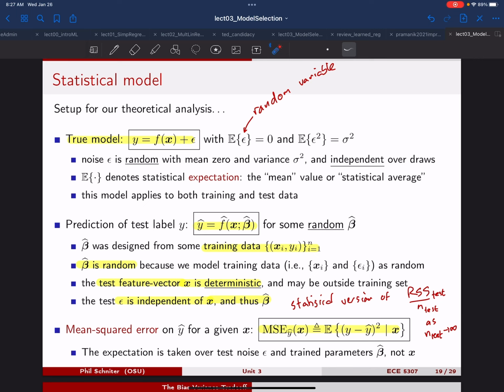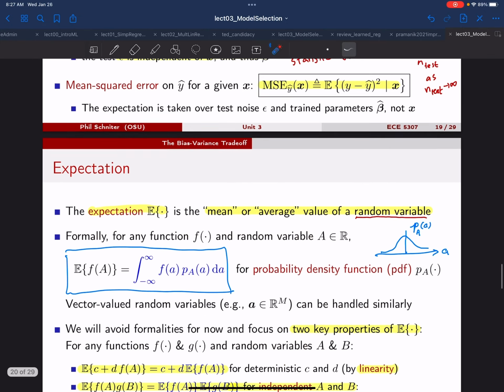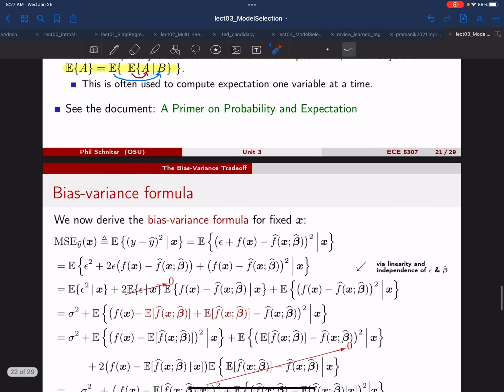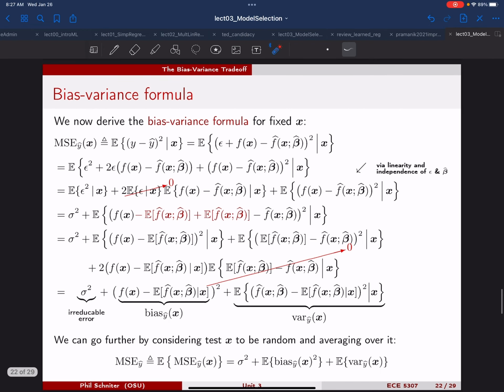Okay, so are there any questions on the model? All right, so we have everything we need now to do the derivation. We know the model, we know about expectation, and we can finally do this analysis, which will give us one of the most important equations for the whole semester. And this is called the bias variance formula.